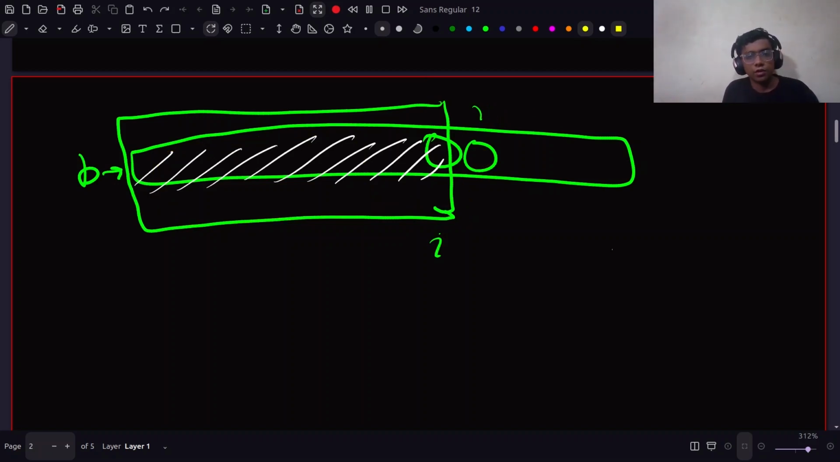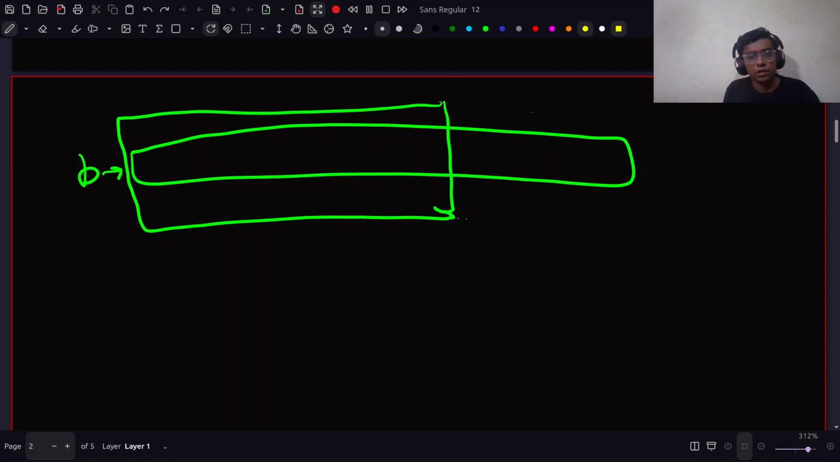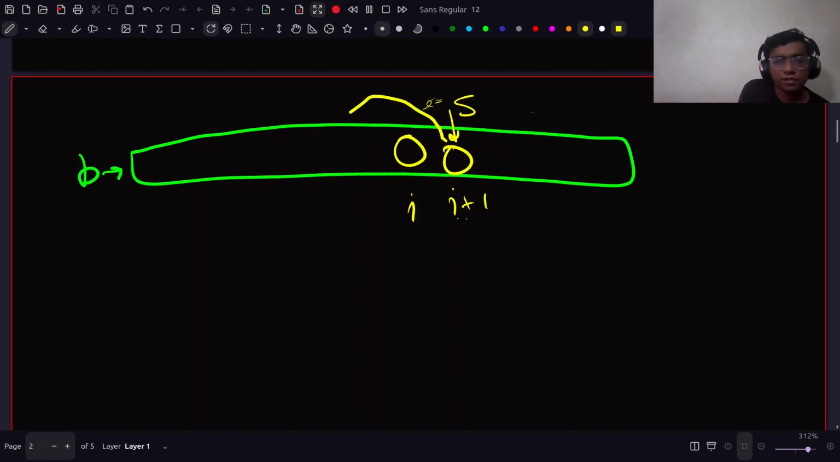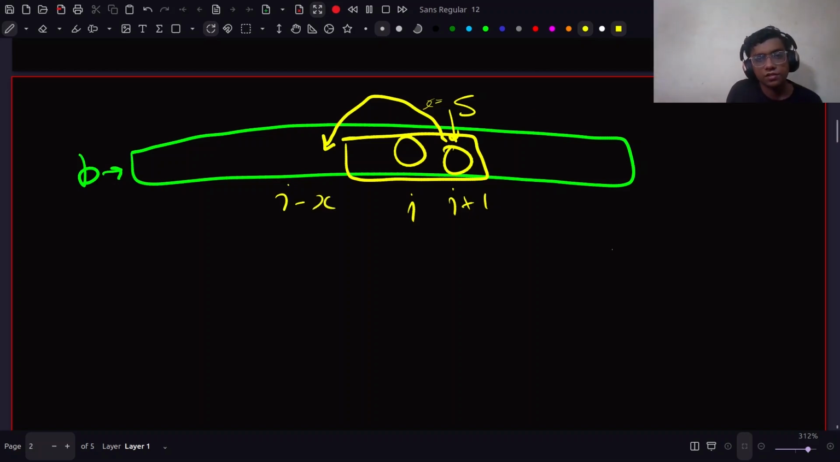So basically for this, what I need to do is, let me just remove this. So let's say we have I over here, I plus 1 over here, right? So here the value is, let's say, 5. X equals 5. Then basically what I need to say is, if I remove these 5 elements and form a chunk over here, is I minus X this position?